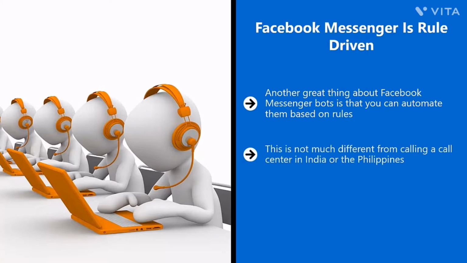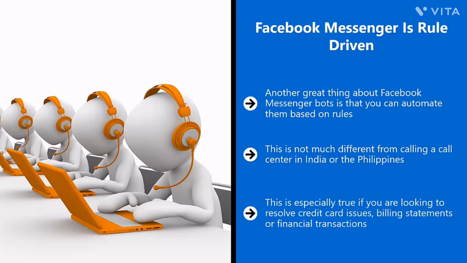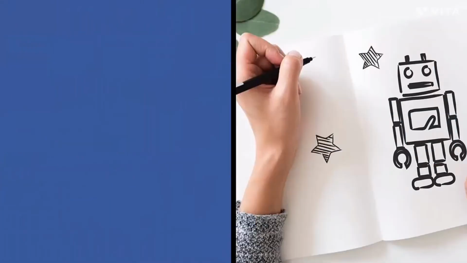This is not much different from calling a call center in India or the Philippines. When you call a call center, you are routed by an initial screening system, and depending on your question or inquiry, you are sent to other specialists. This is especially true if you're looking to resolve credit card issues, billing statements, or financial transactions. There is some sort of decision tree involved, and you can use a similar approach with your Facebook Messenger bot.